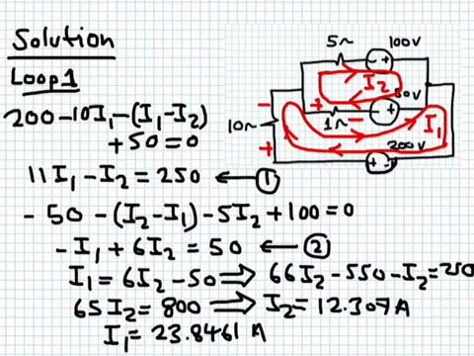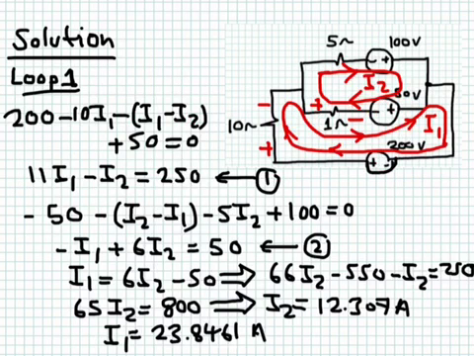And this does not contradict what I did in the first loop, where I assumed the current to be flowing this way. But in the second loop I prefer to treat I2 as the stronger current. So if I2 is dominant over I1, then the drop across the 1 ohm is positive-negative. The equation would be minus 50 minus 1 ohm multiplying I2 minus I1. This is I2 and this is I1. So the drop is also positive-negative.